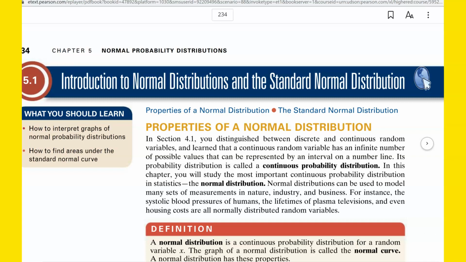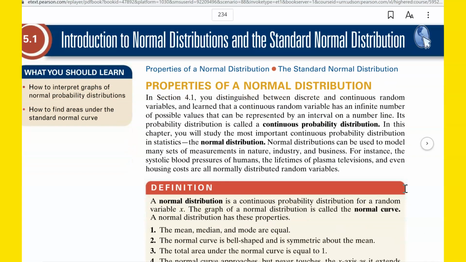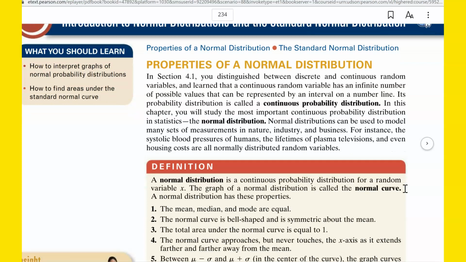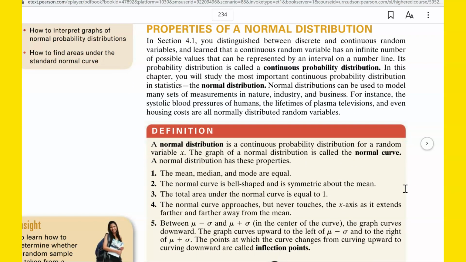The normal distribution is an example of a continuous distribution, where you can be any number and you won't skip numbers. The normal distribution is an extremely common distribution in the real world. All kinds of things follow a normal distribution. It's the bell curve is what it is. All right, properties of a normal distribution.